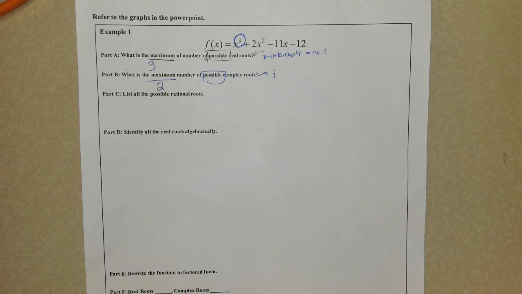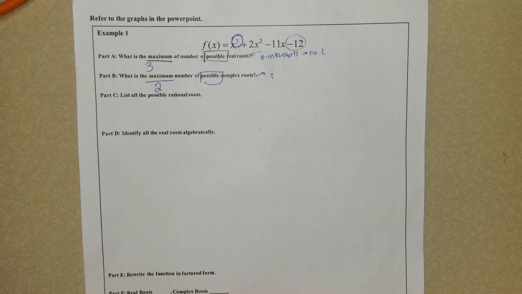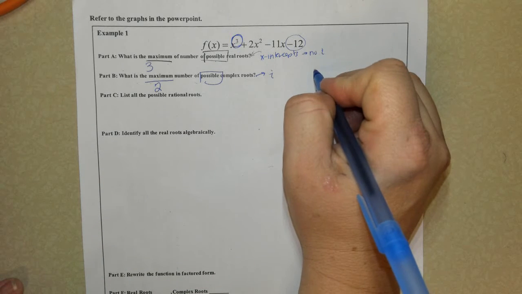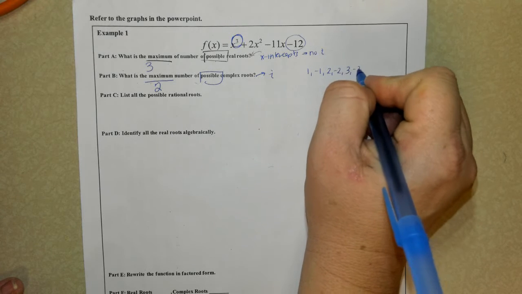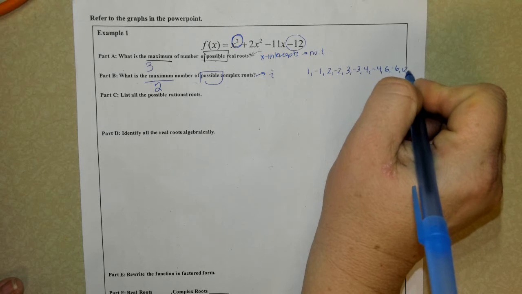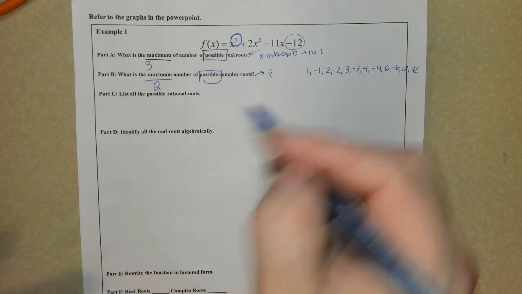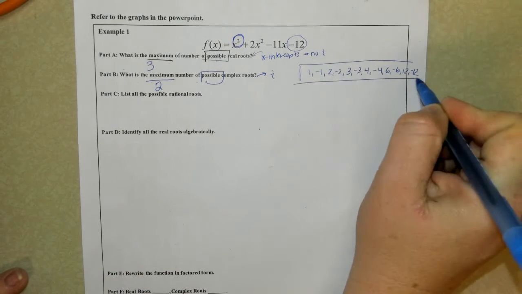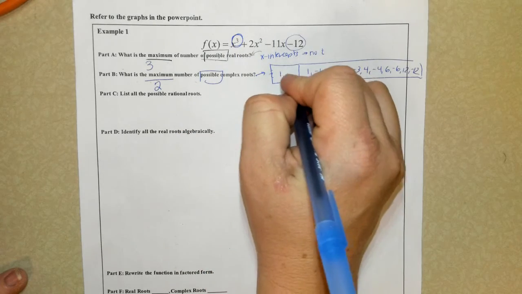Here's the new part that's really confusing for a lot of students. We're going to start with the back. And I'm going to put down all the numbers that divide into 12. So 1, negative 1, 2, negative 2, 3, 4, 6, 12. All of those integers divide nicely into negative 12. And I'm going to do the exact same thing with the leading coefficient of 1. 1 and negative 1.